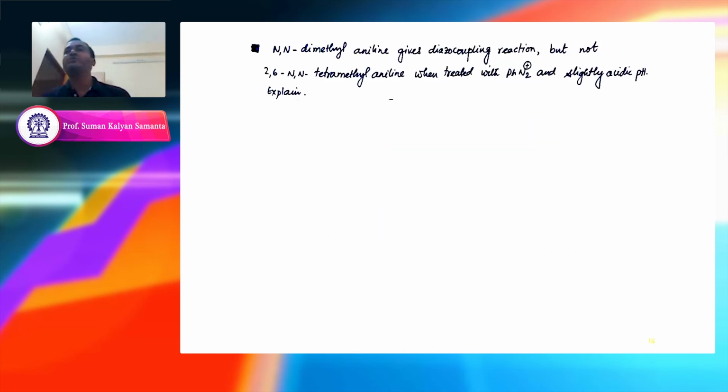Okay, this question I want the answer from you. So this says that N,N-dimethyl aniline gives diazocoupling reaction but not 2,6,N,N-tetramethyl aniline when treated with PhN2 plus at slightly acidic pH. So what is the answer? I think all of you can give this answer. We have done this kind of problem before. Any answer from you?